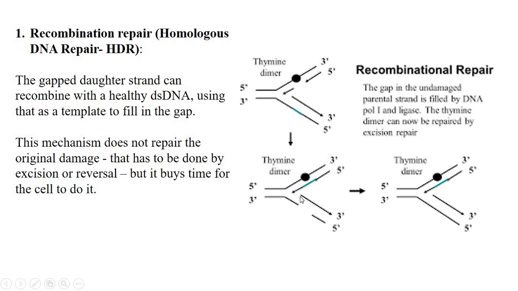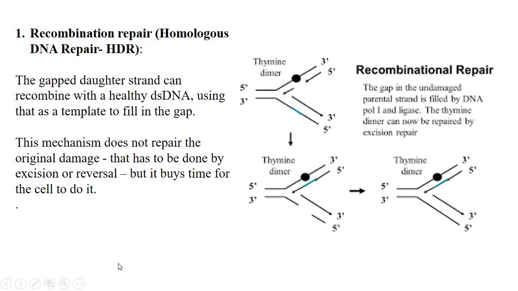So now the daughter strands are okay. The dimers on the parental strand will then be removed by excision repair. This excision repair will come later and remove this, and two thymine nucleotides will be added instead of this dimer.